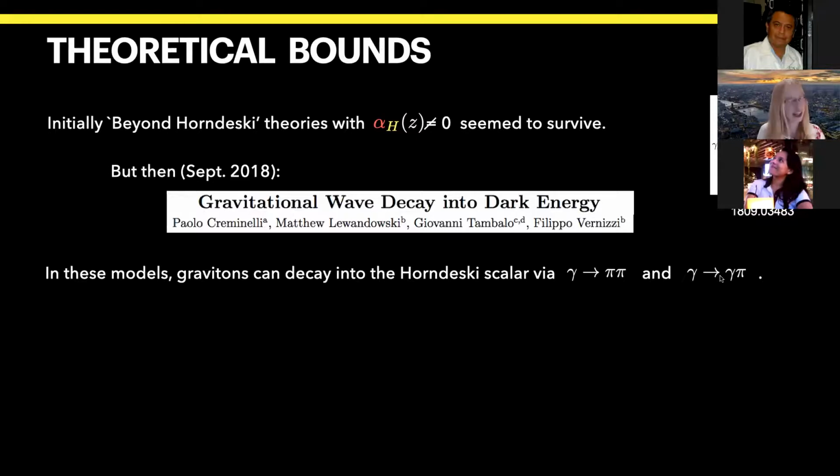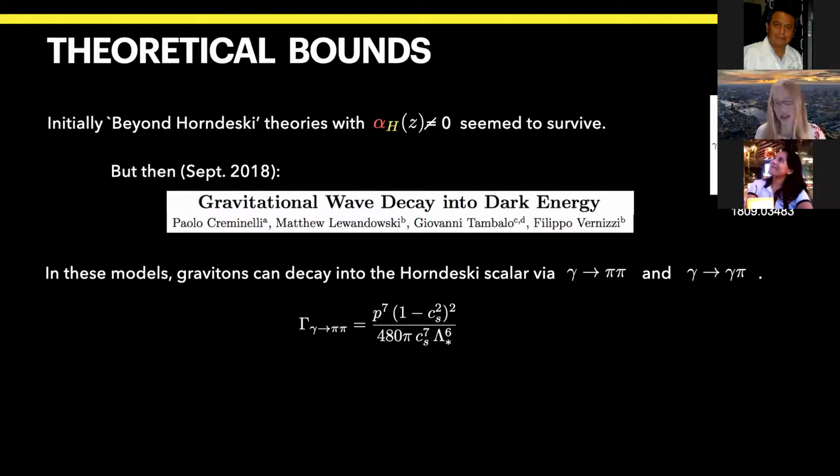They're shown here. It's Feynman diagrams even, if that helps you. And gamma is your graviton, and pi is the boson, the Horndeski scalar. Okay, and this is problematic because gravitational waves are reaching us from hundreds of megaparsecs away now, and they clearly haven't decayed away into our other sources of energy, right? Otherwise they wouldn't reach us. So this seems to kind of cast doubt on whether this extended family of Horndeski models can actually survive.